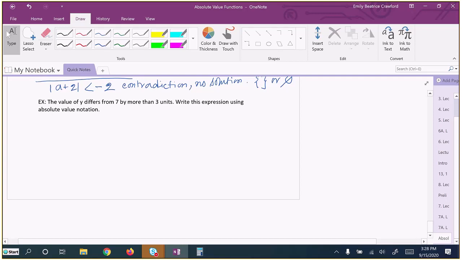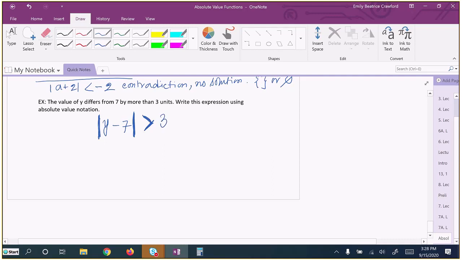The value of y differs from 7 by more than 3 units. What is the expression using absolute value notation? So it says the value of y differs from 7. So I just write y minus 7. But remember, the difference between y and 7 could be 7 minus y as well. So which one do I use? Well, if you want to use both of them, you basically want to use the absolute value. So when I say the difference between y and 7, I mean y minus 7 in absolute value is more than, so greater than 3 units.